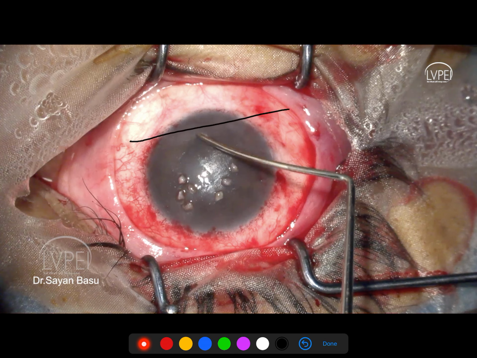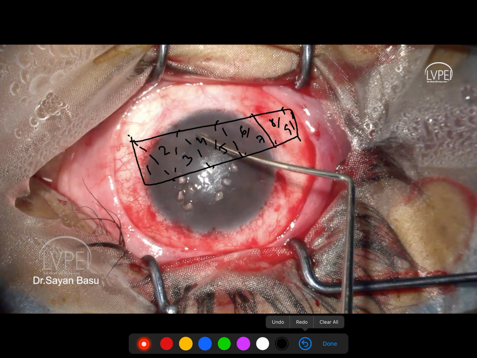So this is how the limbal biopsy will typically look. We are trying to make small triangular pieces out of these, and if you count the pieces here, 1, 2, 3, 4, 5, 6, 7, 8, 9, 10 here. So between 6 to 10 pieces is the ideal number.